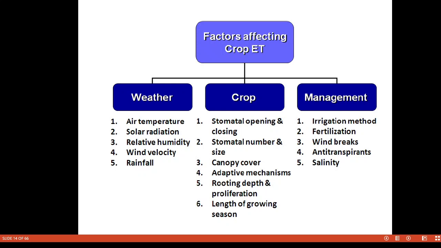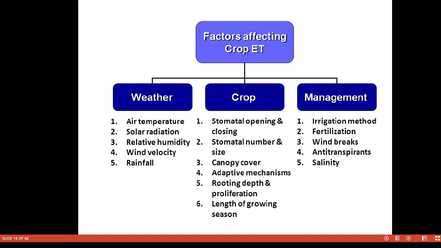There are also other plants which have adaptive mechanisms to control evapotranspiration, like the pointed leaves, and the leaves which close when there is high temperatures. All these affect the amount of water being transpired and also being evaporated into the atmosphere.